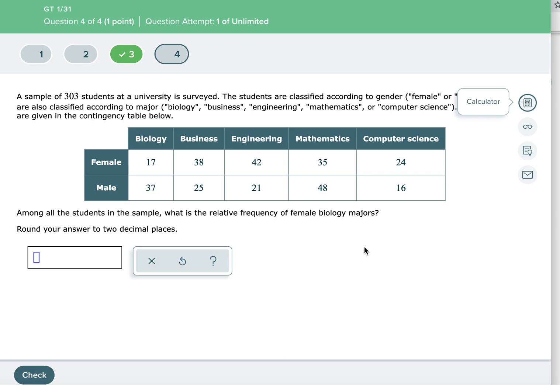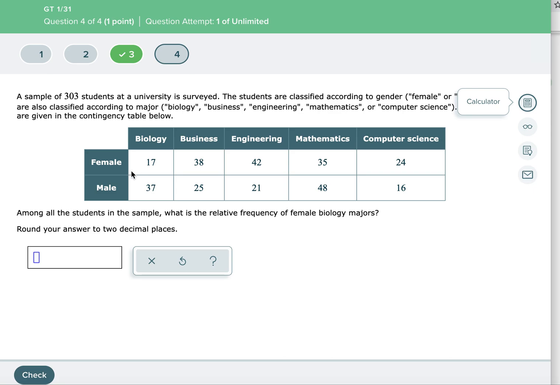First of all, the biology majors are all right here. So there's 17 and there's 37. You're going to be tempted just to say, based on what we did last time, let's add this together and then divide by our whole number, which is 303. But that would be incorrect because they specifically say the relative frequency of female biology majors. So where female and biology intersect, that's the number we're going to use.